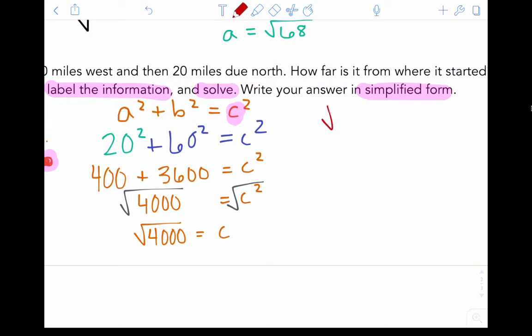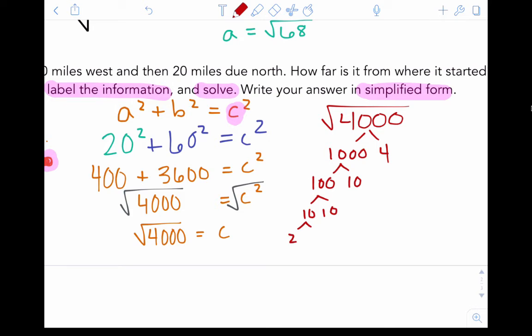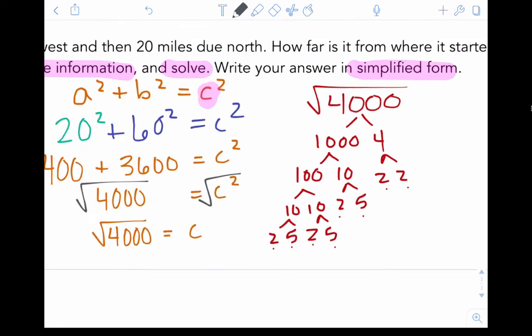So I'm going to go over to the side. I'm going to do my factor tree. So I have 4,000. Well, I know that that is 1,000 times 4. I know that 1,000 is 100 times 10. And I know that 100 is 10 times 10. And then 10 is 2 times 5 and 2 times 5. Now all 4 of those are done. 10 again is 2 times 5. And 4 is 2 times 2. All right, I've got to be really careful here. I have a lot of numbers.